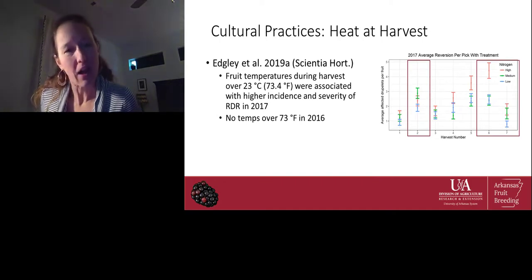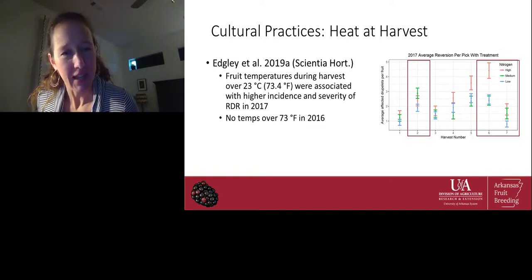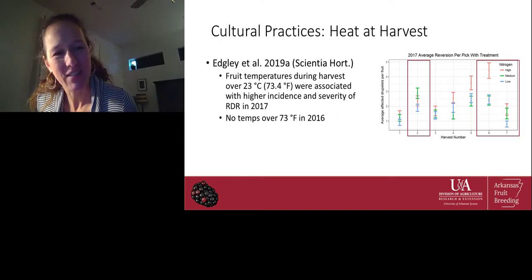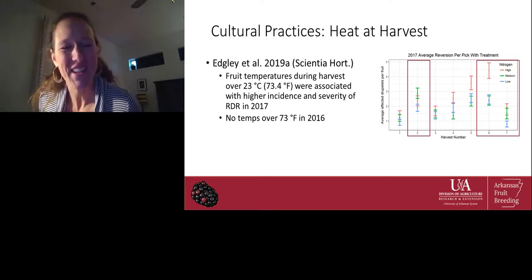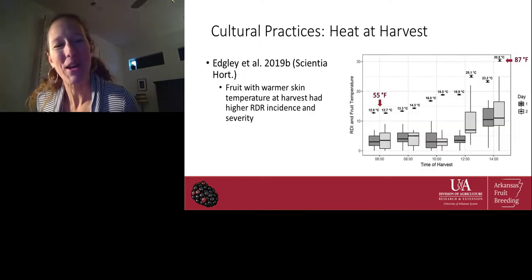Next, I want to talk about heat at harvest. So Max Edgley also did some work measuring the heat in the same study. And he noticed that when harvest was over 23 degrees Celsius or 73 Fahrenheit, he had a higher incidence and severity of red druplet reversion in 2017. And in 2016, he had no harvest over 73 Fahrenheit. Ha ha ha. That's kind of irrelevant for us. I feel like 73 would be quite a cool day for a blackberry harvest in the Southeast. But he did have some data that was a little bit warmer.